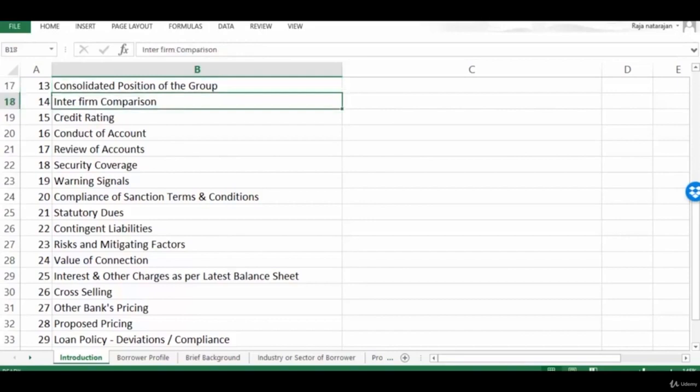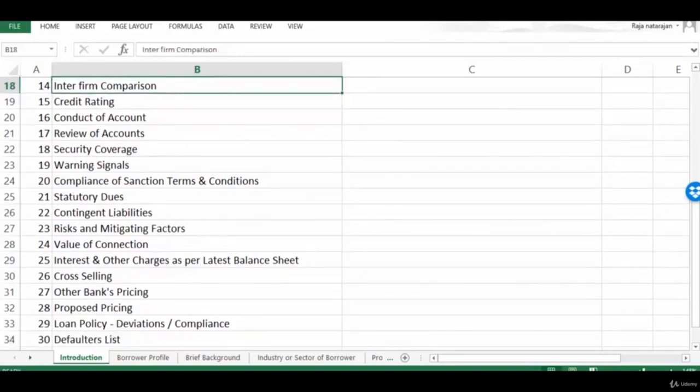Then, to understand the real worthiness or strength of the borrower, or weakness of the borrower, inter-firm comparison has to be made. So those data have to be brought out in the proposal, and when the borrower is compared with other firms, if the borrower is in a very adverse situation, then you may have to justify why the sanctioning authority should consider this borrower. Otherwise it's possible that on this ground also the sanctioning authority will say no to the proposal.